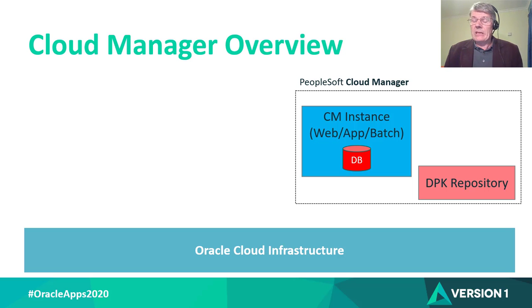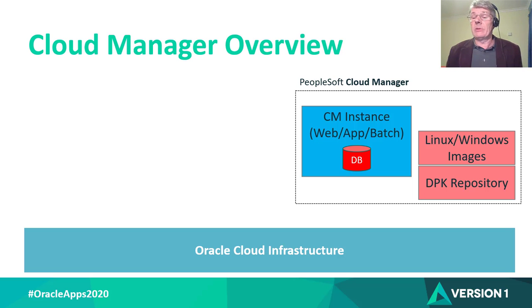The intrinsic part of the Cloud Manager environment is this thing called the DPK repository. Now, the repository is just a file system which contains downloaded DPKs and PRPs that you might need to use in provisioning PeopleSoft environments. OCI contains standard Linux and Windows images, like your cookie cutters for provisioning new servers, but they can also be custom images that might contain your own company software or company configuration or security configuration.